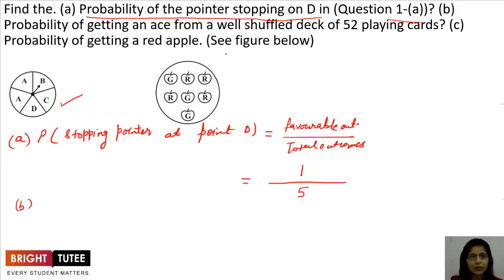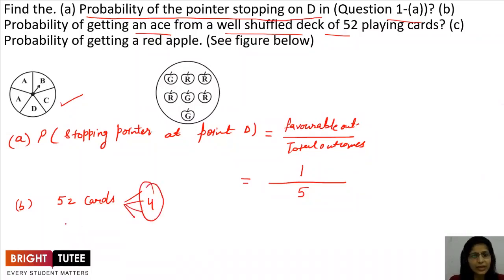Clear? The second one, it is asking probability of getting an ace from a well shuffled deck of 52 cards. So the cards that we have are 52 in number, right? You all might know that we have in that 4 different aces, right? Of a diamond we have, of a club we have, then we have of heart, and the last one is spade. So out of 52 cards, we have 4 different aces, 4 aces in number.